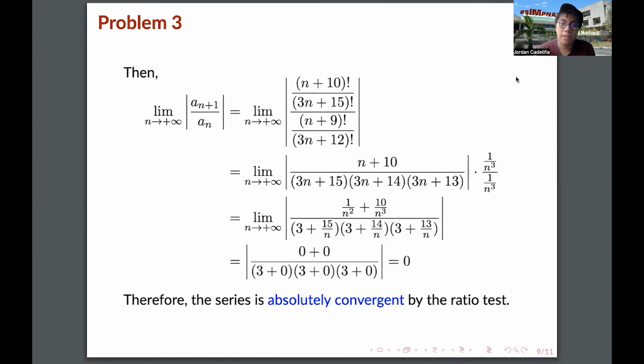So this is equal to the limit as n approaches positive infinity. Notice that we multiply by 3n plus 12 factorial over n plus 9 factorial here from the numerator. So the n plus 9 factorial and this n plus 9 factorial cancel, leaving n plus 10. And this 3n plus 15 factorial and 3n plus 12 factorial also cancel. Since 3n plus 15 is bigger, the denominator has the larger values. So this is 3n plus 15, 3n plus 14, and 3n plus 13. In short, those not part of 3n plus 12 factorial do not cancel. So notice n plus 10, then 3n plus 15, 3n plus 14, 3n plus 13.